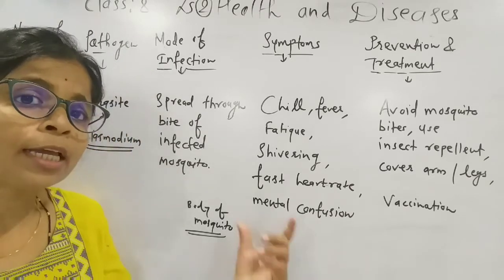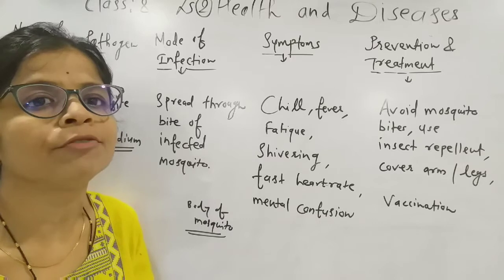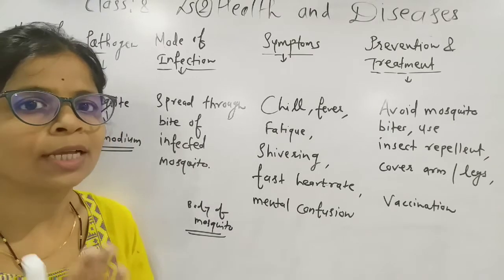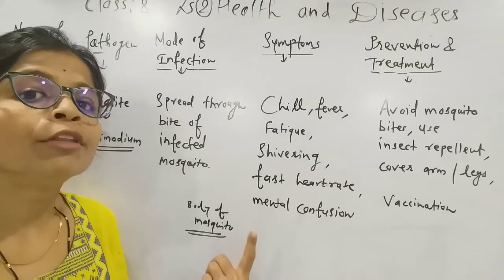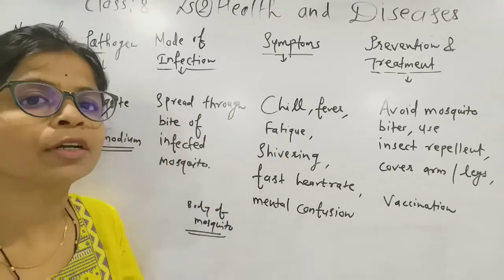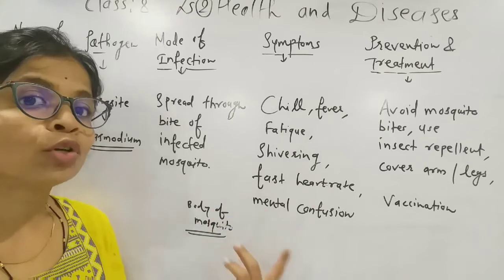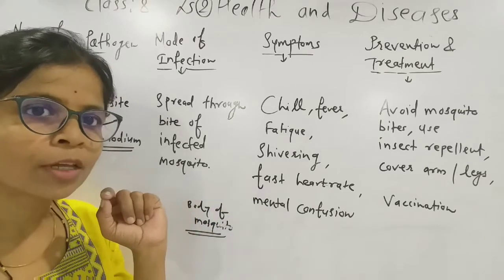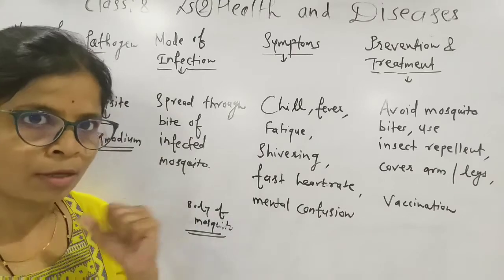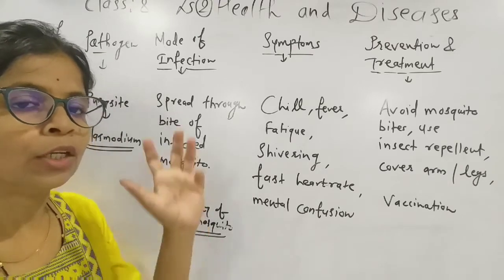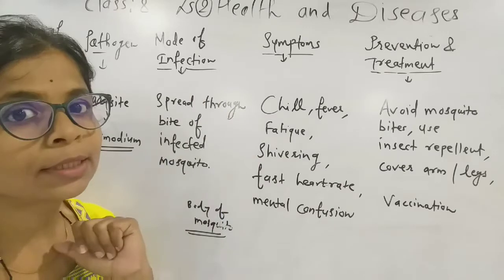Then if malaria is severe, if it has increased more, then there could be mental confusion. Means it can affect our nervous system. So there could be mental confusion. We can't remember things properly. We can't respond to things properly. So these are the various symptoms.